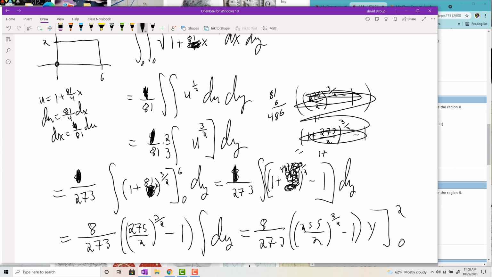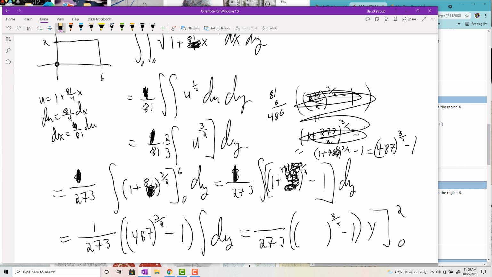So this will be 1 plus 487 to the 3 halves minus 1, or rather 1 plus 486. And then when I added that together, it's 487 to the 3 halves minus 1. So this will become then 1 over 273, and then we have 487 to the 3 halves minus 1.